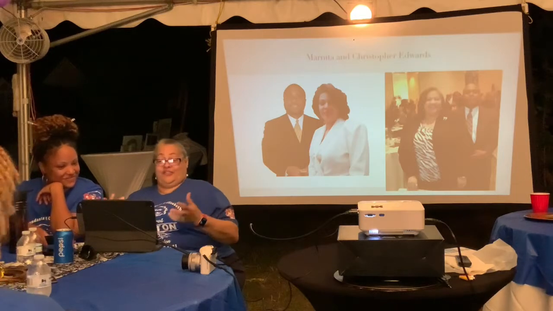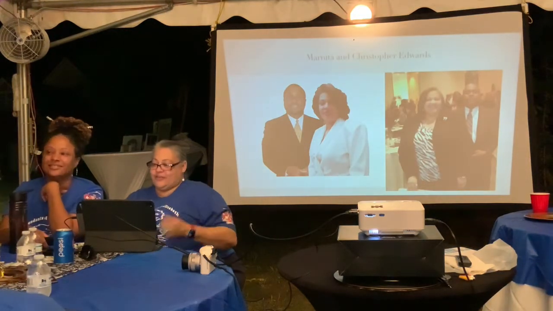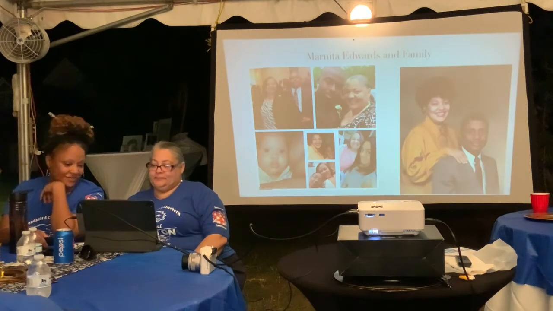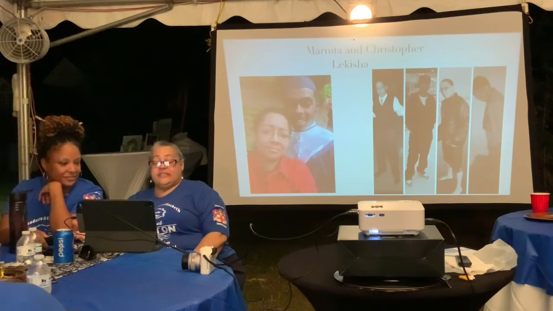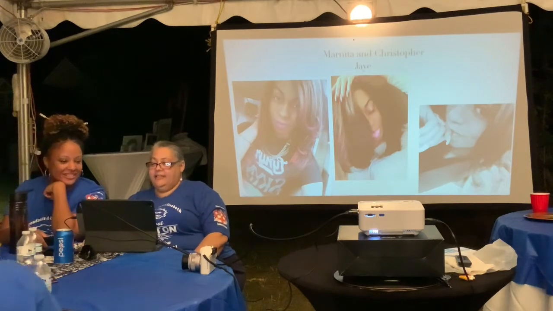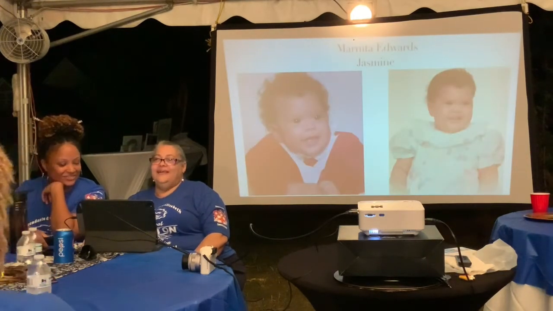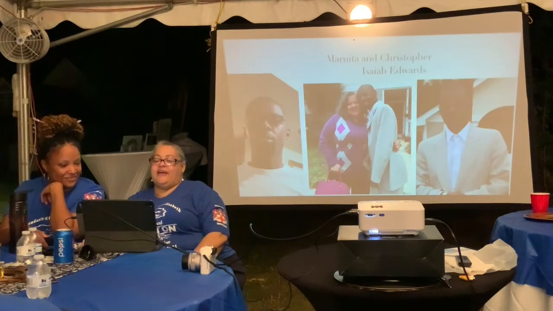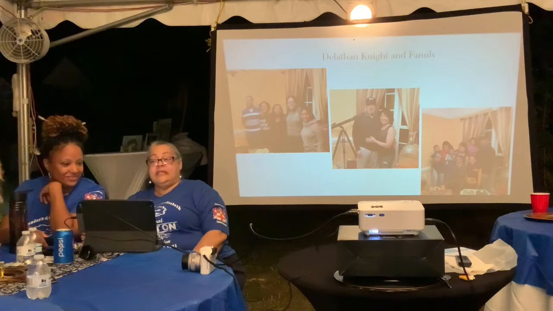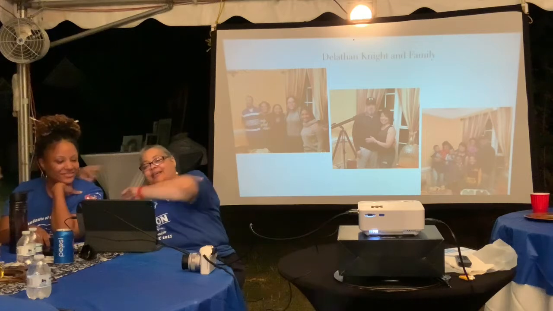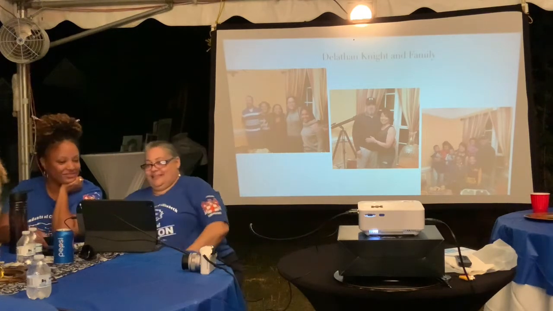So their oldest children, it is Marnita, so it's me and Christopher. Then it's me and my clan over here. So my oldest is Lakeisha. Then there is Jay. Then there was Jasmine. Then there is our grandson Isaiah, the artist. Then we move on to Delathan and his family. Here is the clan, the grandbabies on one side, the children on the other side.